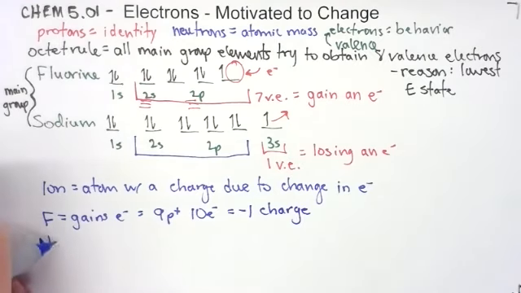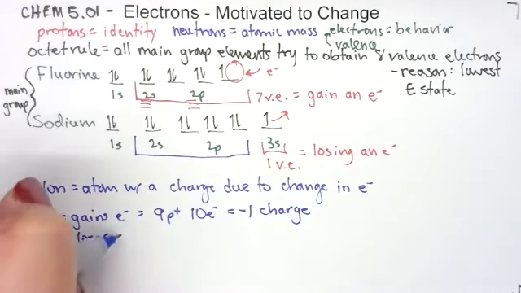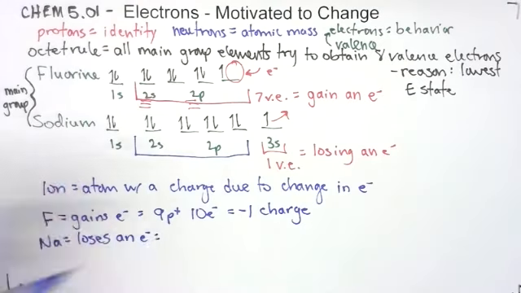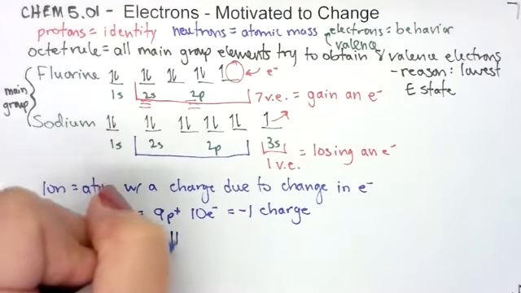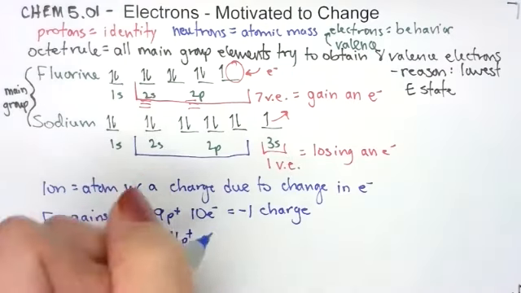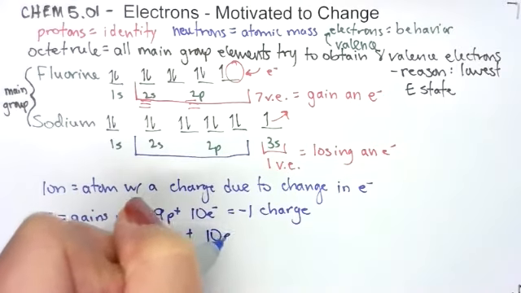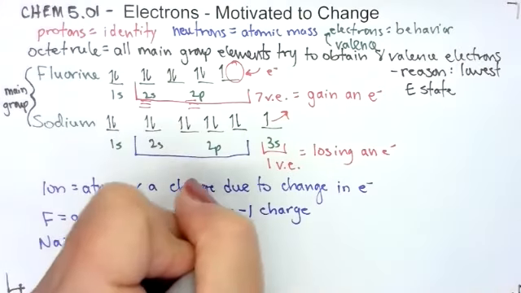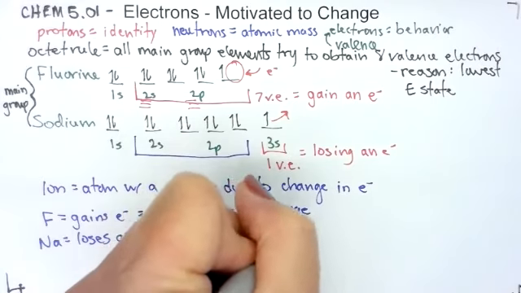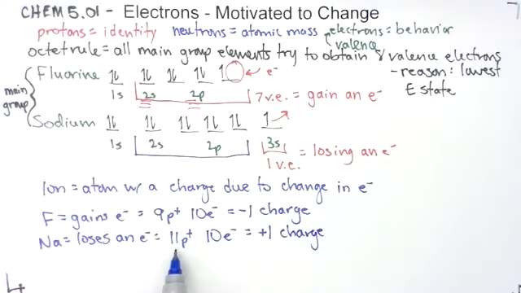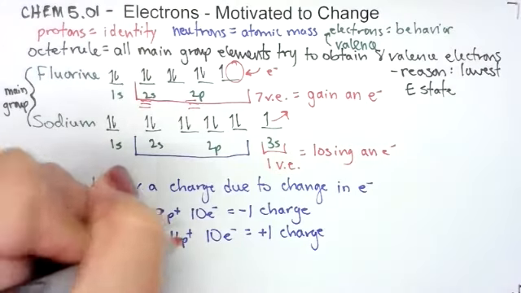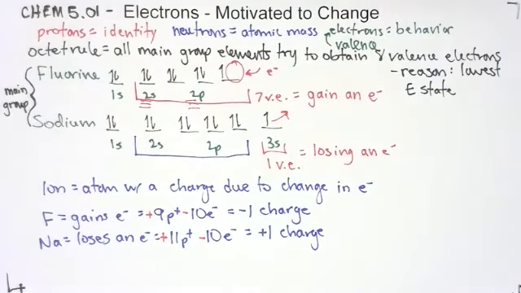When sodium loses an electron, that gives me 11 protons, because my protons don't change. That gives me 10 electrons, and that's going to give me a +1 charge. Why? Because positive 11 and negative 10. So remember, this always has a positive charge. This always has a negative charge.